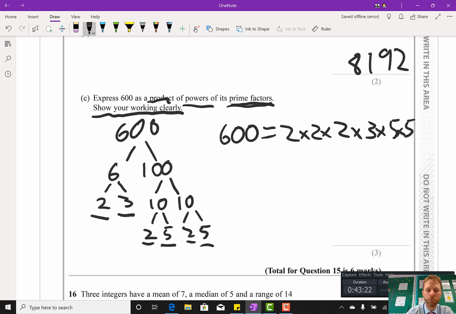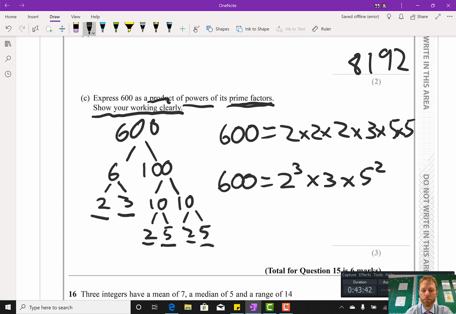Now, that is a product of prime factors. Here it says powers. So, there are 3 number 2's, so that's 2 cubed. There is only 1 number 3, so I can write it as is. 5 has been squared. That is my answer.